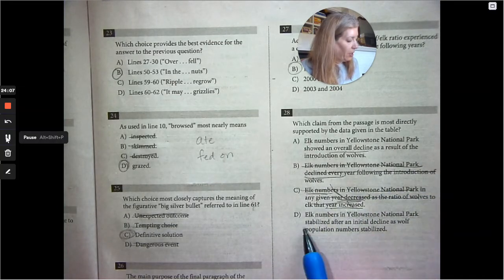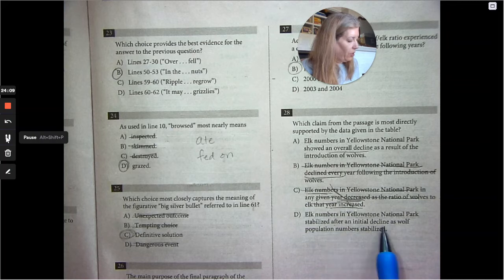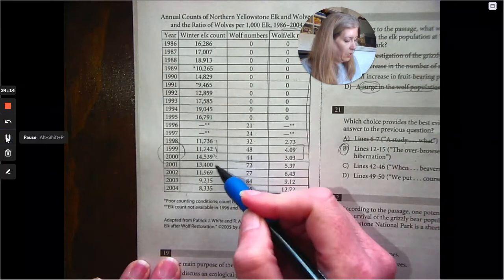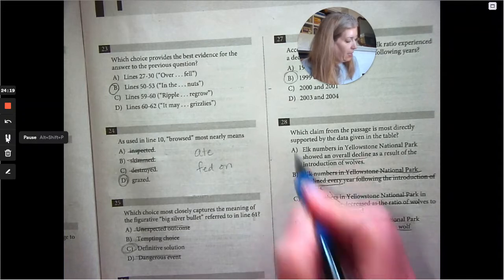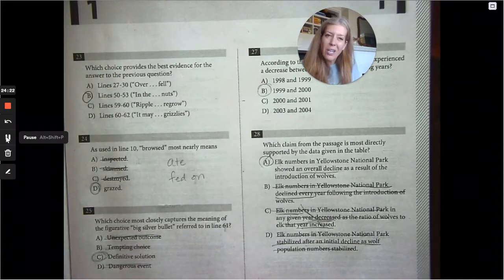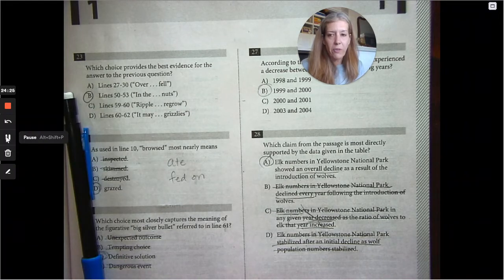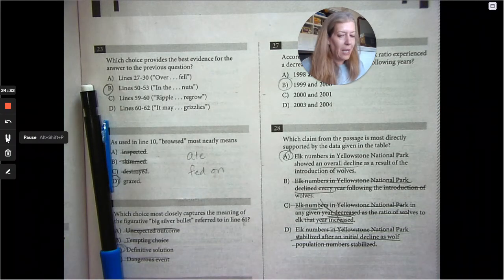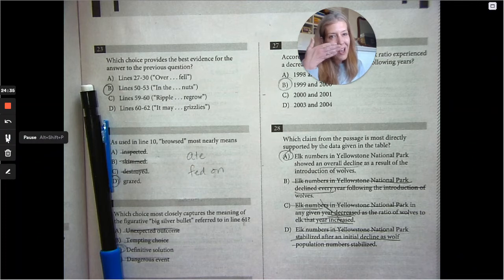Elk numbers in Yellowstone National Park stabilized after an initial decline. That's not true. There was the initial decline. They certainly didn't stabilize. So after that, A is the correct answer. That's not that hard, right? It's not that difficult. If you know what you're looking for, of course it's easier that I'm talking to myself, but if I was in the test, I'd be talking to myself in my head anyway. And maybe I'd be glad that I had on a mask because you would definitely see myself talking like, ooh, yeah, I could totally get away with talking to myself like this because people wouldn't see.